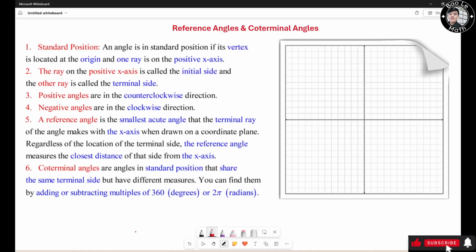Hello everyone. In this video, we're going to explore reference angles and coterminal angles. Alright, so first we're going to talk about the standard position.